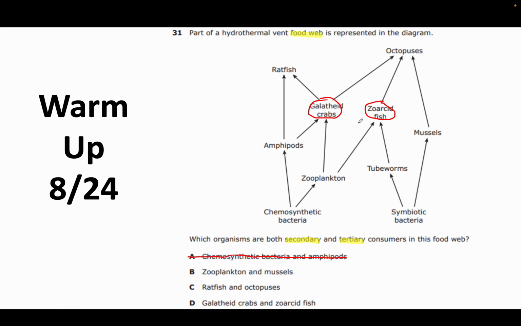I don't really have to go into detail about this one because I know if this isn't true, this can't be the right answer. All right, let's look at ratfish and octopuses. So I'm going to start with the ratfish.